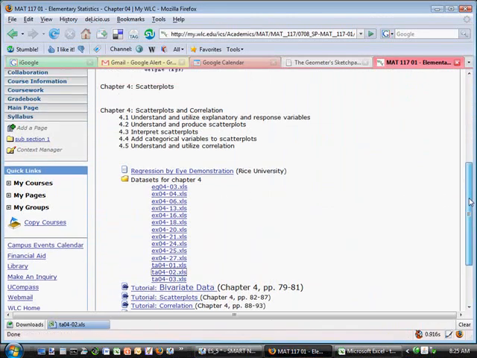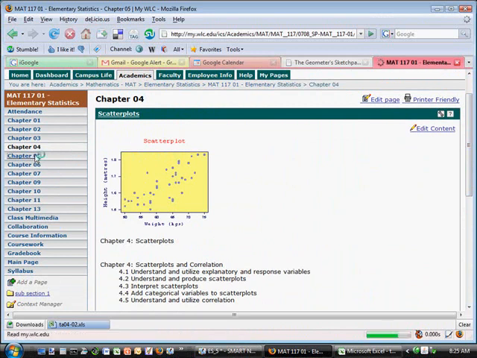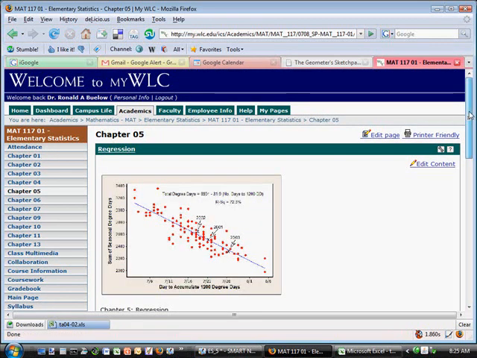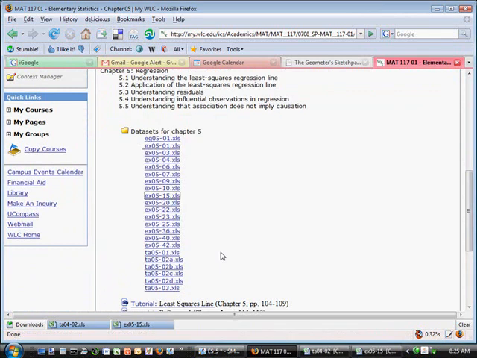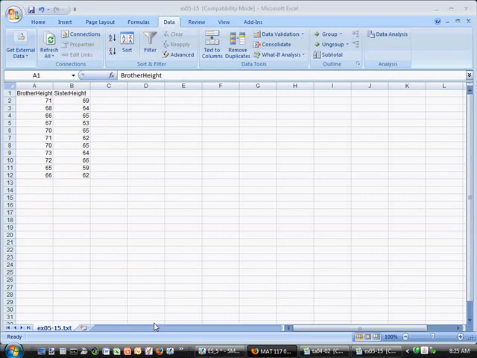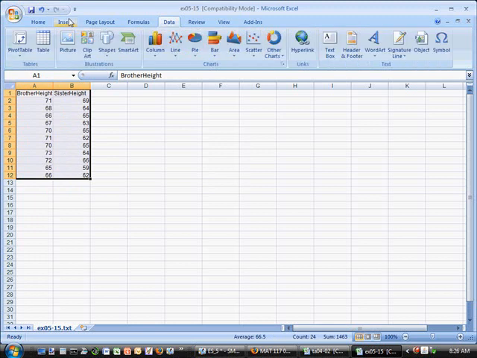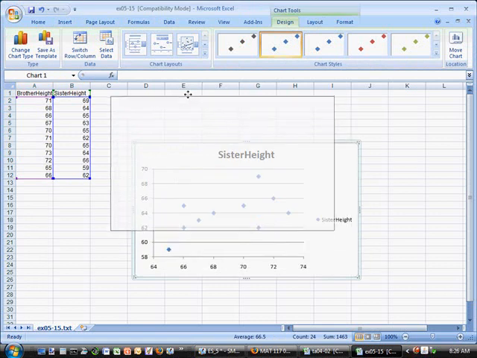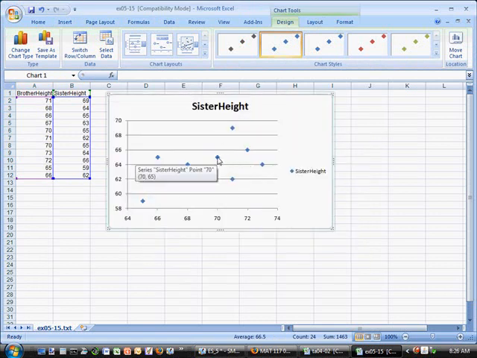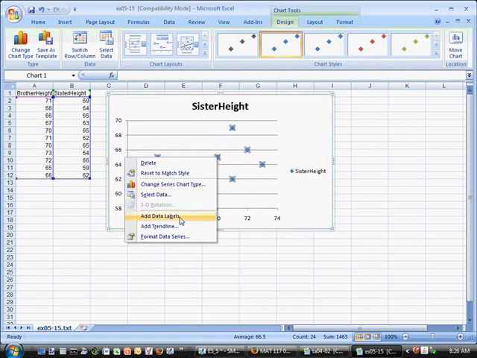Now we're in chapter 5, 5.15. Okay, brother height, sister height. So we're going to make a scatter plot. Click and drag. Insert. Scatter. Okay. Hover. Right click. Add trend line.